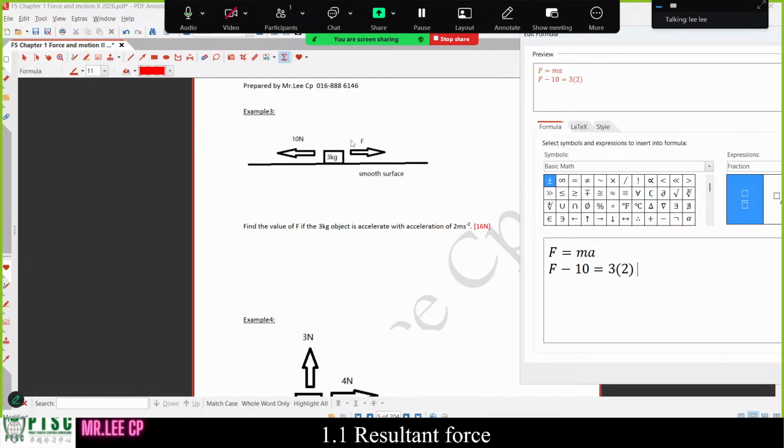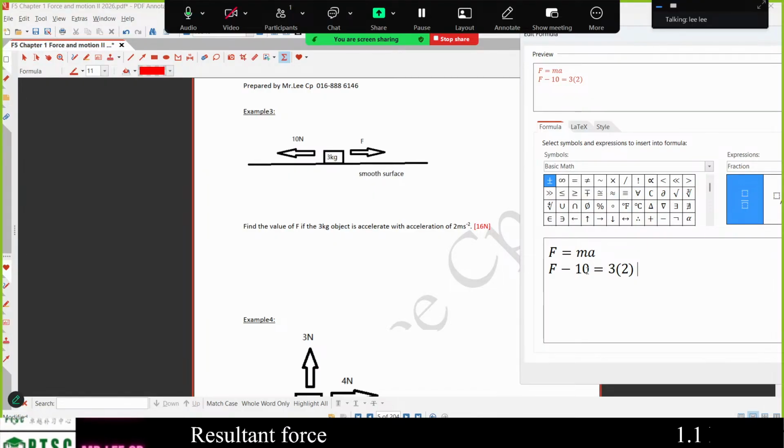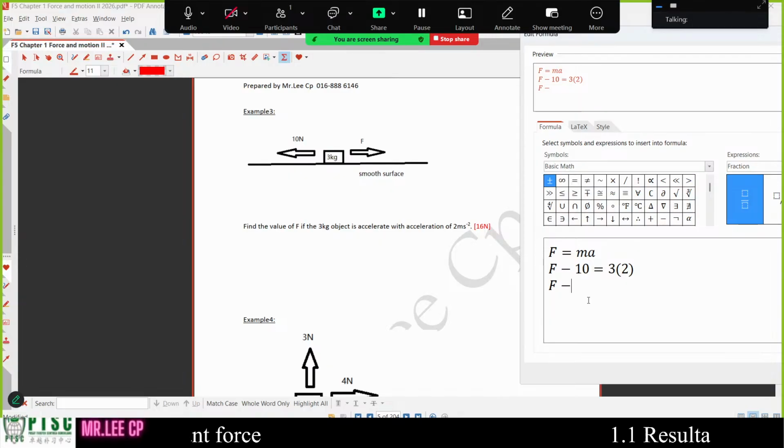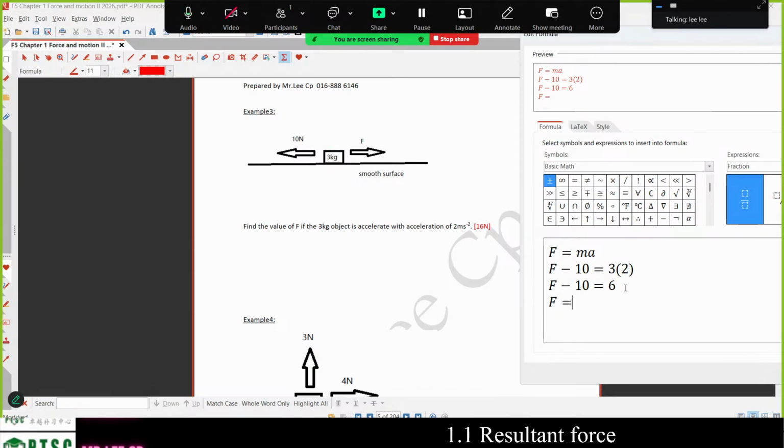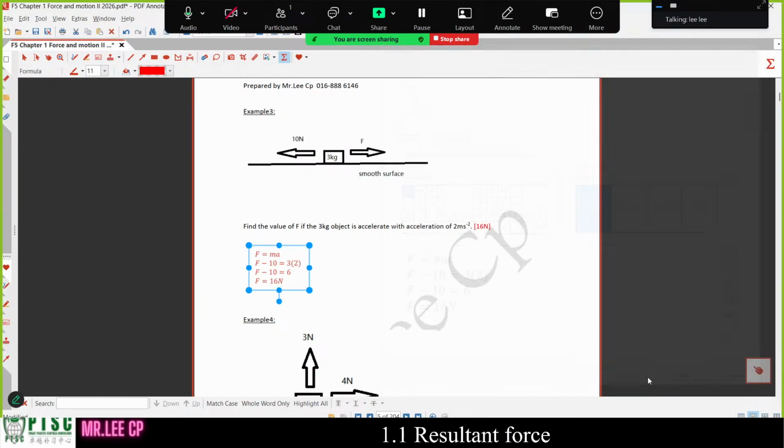But normally we are going to take the F bigger. Right, F bigger minus smaller. So I'm going to take this one F as the bigger one. But never mind, we are going to do this one first. F minus 10 is equal to 6. So you bring the 10 to here, it becomes plus. 6 plus 10. So F is equal to 16.